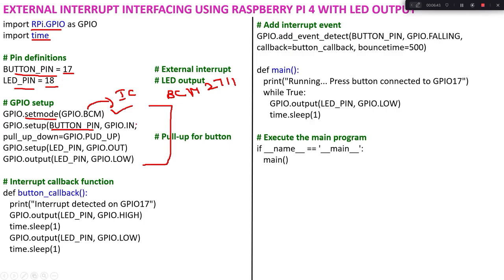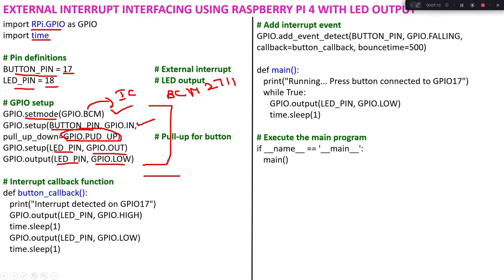So that pin we are going to configure as an input pin, and I am also going to enable the pull-up mode. Pull-up mode means that by default the pin will be at logic high. Whenever we press the switch, it will go to logic 0. Then I am going to configure the LED pin as an output pin, and I am going to make that LED pin be at logic low. So the LED will be in off state by default.